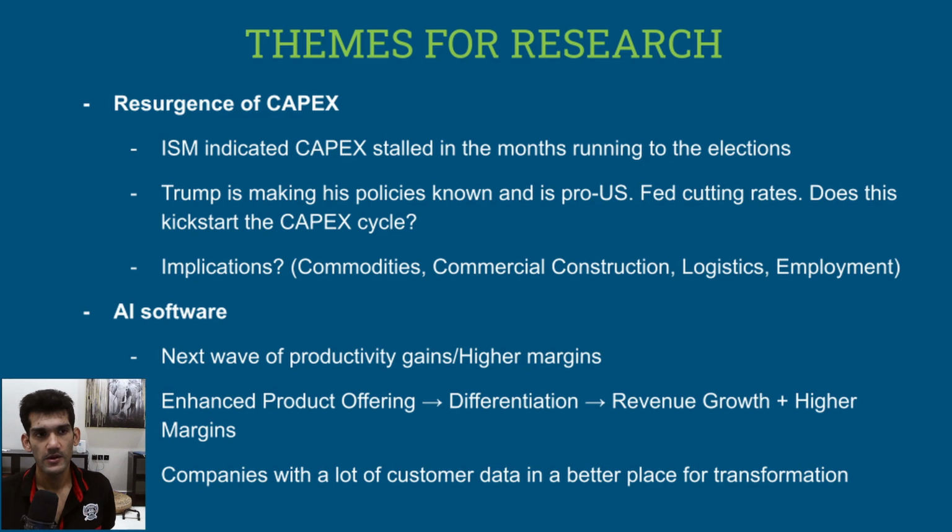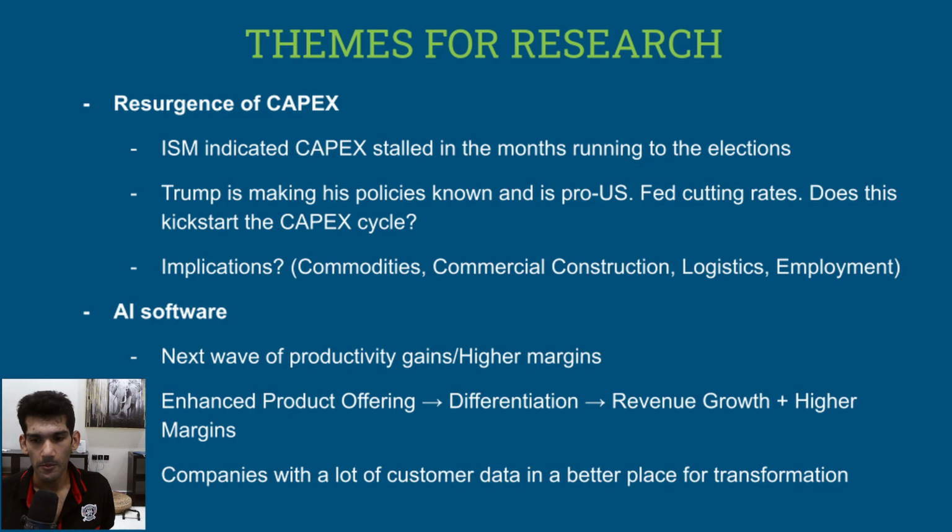In terms of the next theme, it's around AI software. We've seen a lot of activity from AI at the hardware level with GPUs, NVIDIA, and a few other companies, components that allow for rapid transmission of data and storage of data. All of these have been hardware plays by and large. I think the next wave will be unleashed at the software level, and that will take the form of productivity gains, which would lead to higher margins.